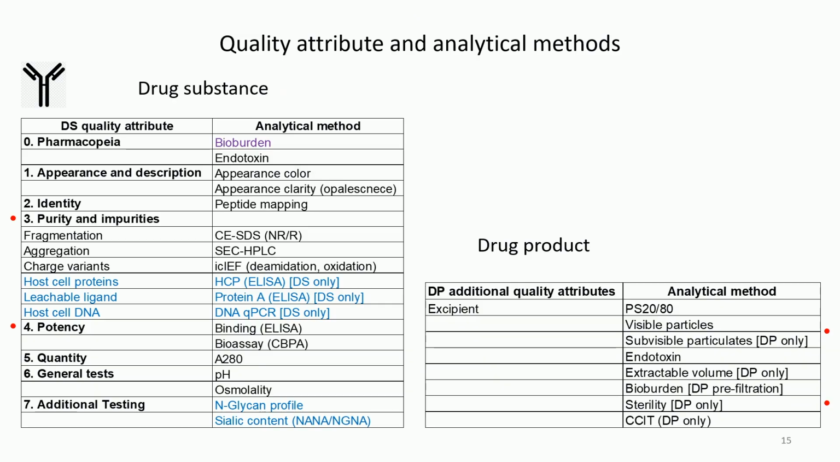For every drug substance, you have 7 different quality attribute categories. The most important thing, which I highlight in red color, is purity and impurity. FDA looks at purity and impurity very seriously. That's number 1. And number 2 is the potency. The other things are also important, but these 2 things are the most important.